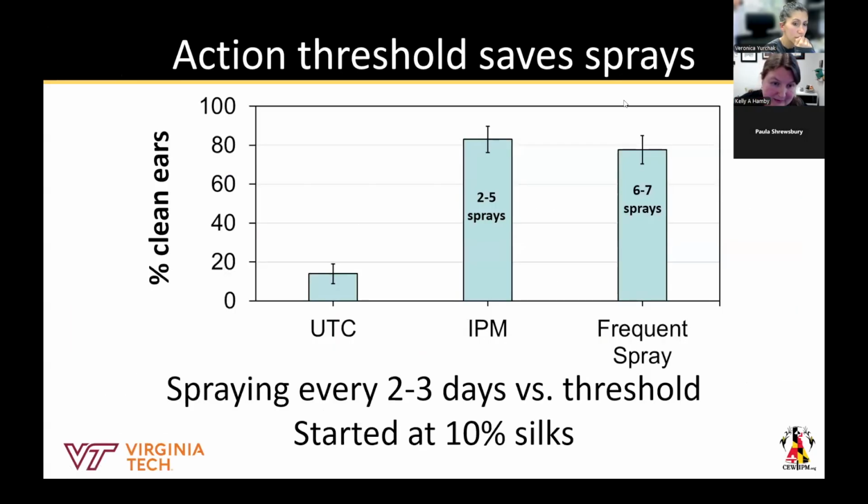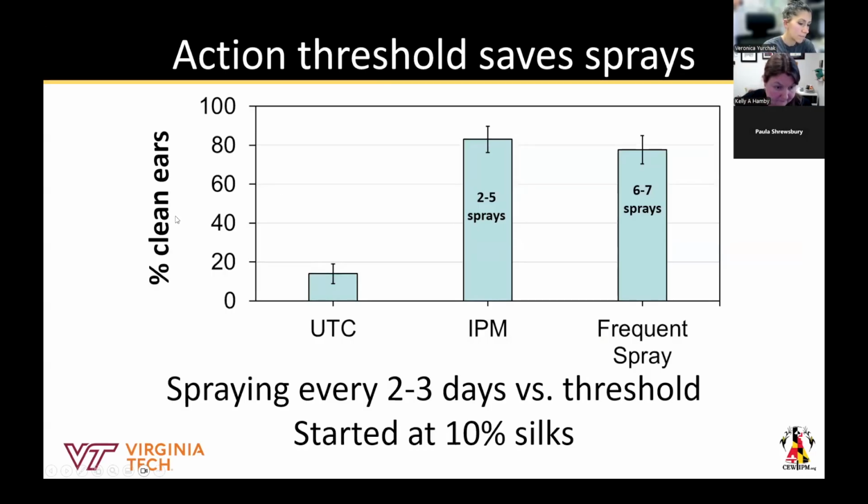I'd also like to highlight some work out of Virginia Tech. Tom Kuhar and Ryan Currin were looking at using an IPM program where you triggered based on that threshold. And they started their spray program at 10% silks versus doing a frequent spray program where they just sprayed every 2 to 3 days, regardless of what the moth pressure was looking like.